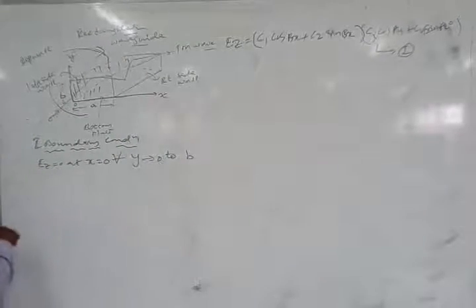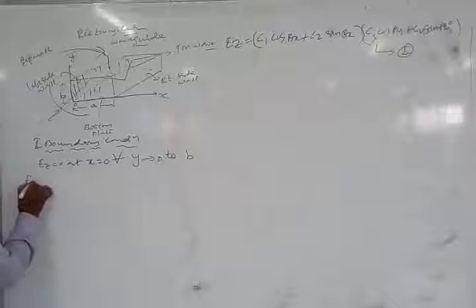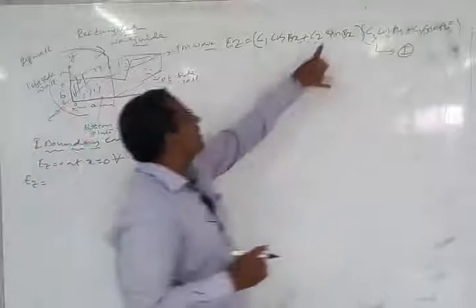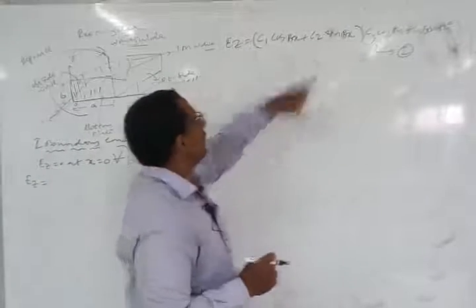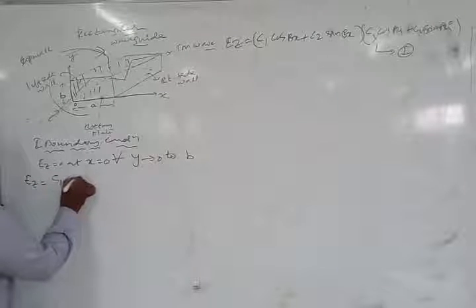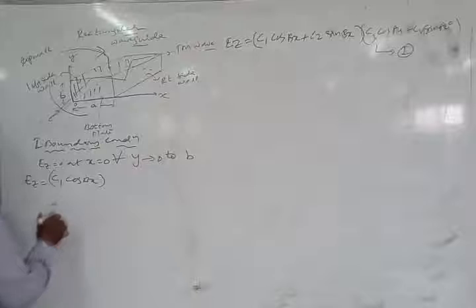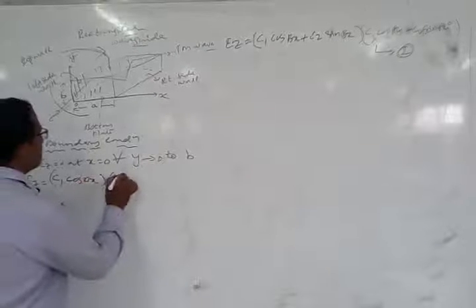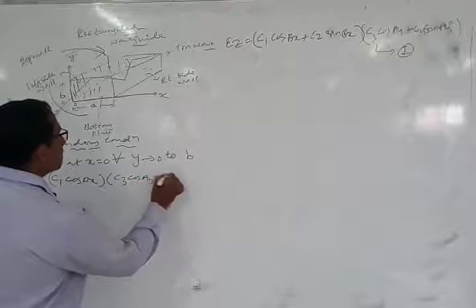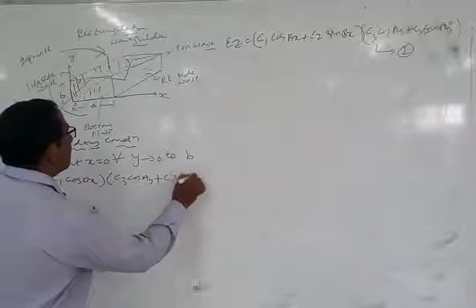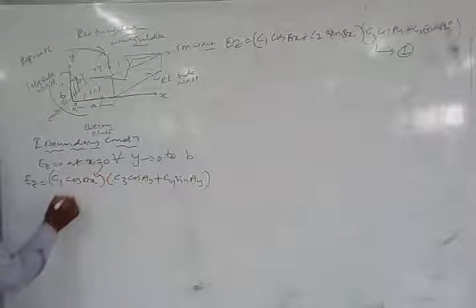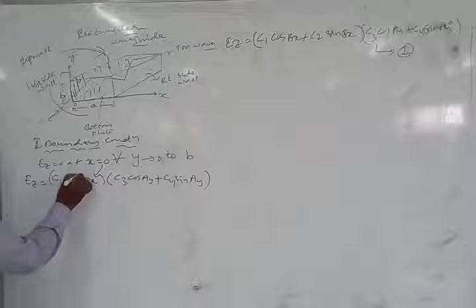Once you substitute this, I am writing the equation directly because you already know this. X is equal to 0. What is sine 0? Sine 0 is 0. So therefore the C2 sin bx term gets eliminated. So C1 cos bx I will write here, then C3 cos ay plus C4 sin ay. Alright, so x is equal to 0. If I substitute x equal to 0, this becomes equal to 1.